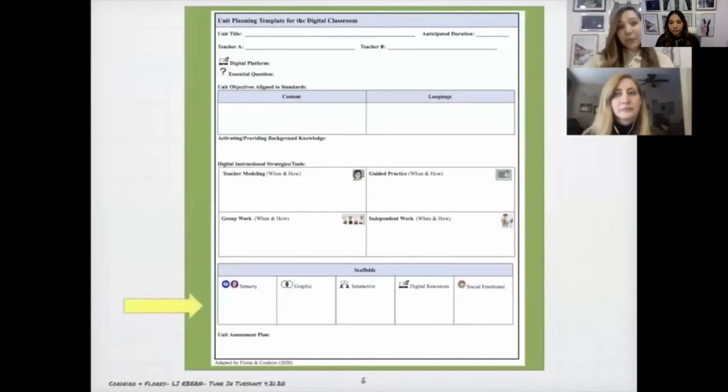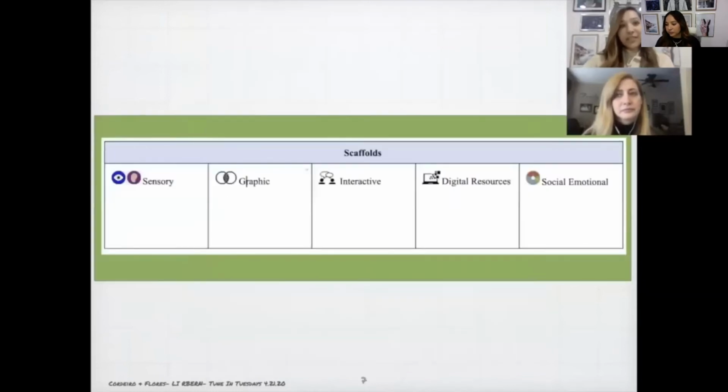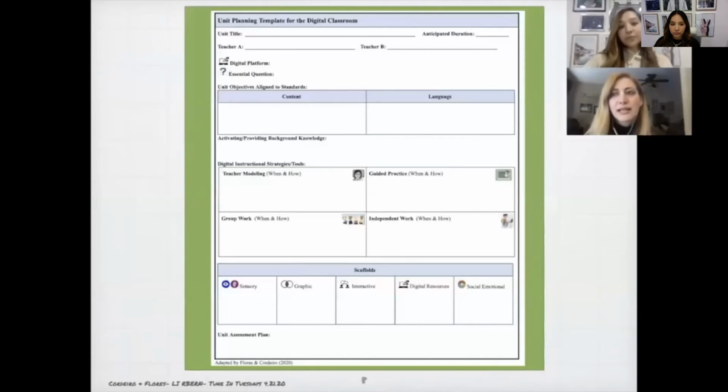At the bottom of the tool, we are again asking teachers to consider the various scaffolds that need to be planned to address the unique needs of our students, whether through sensory, graphic, interactive, social emotional, or digital support. We chose to highlight an entire unit of study because this supports teachers who have limited co-planning time. And again, we want to point out that this is a great tool for ongoing co-planning, whether in our current digital classrooms or in our traditional face-to-face settings.